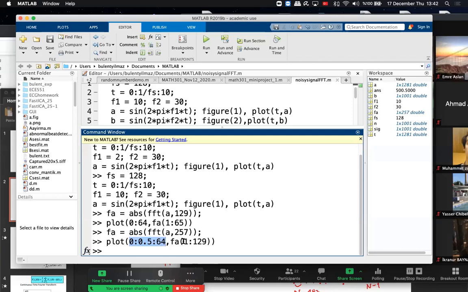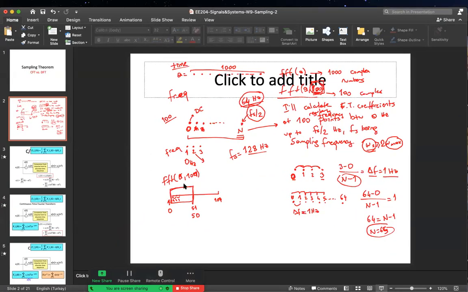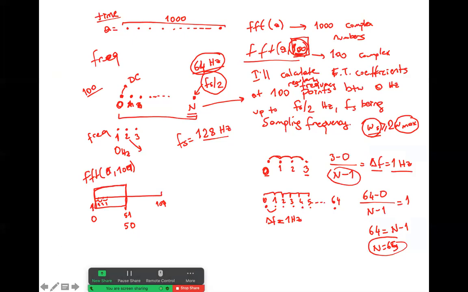Look, here I have 128, 129 numbers, which means, what did I do this time? This time I have from 0 to 64 hertz, I have 129 points. What does it mean? 64 divided by 129 minus 1, which is 0.5 difference.